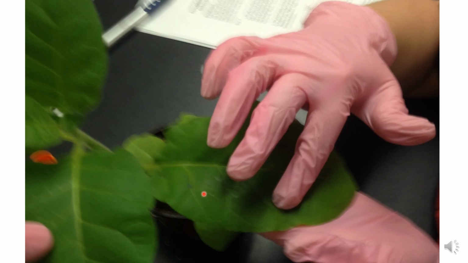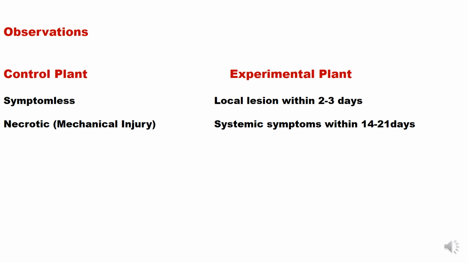These plants must be left under controlled conditions to observe the symptoms. Initially, no symptom appears on the control plant, while in the experimental plant you can find local lesions after 2 to 3 days of inoculation. However, necrotic spots appear on the control plant because of the mechanical injury caused by the abrasive material, while in the experimental plant you can find systemic symptoms within 14 to 21 days.